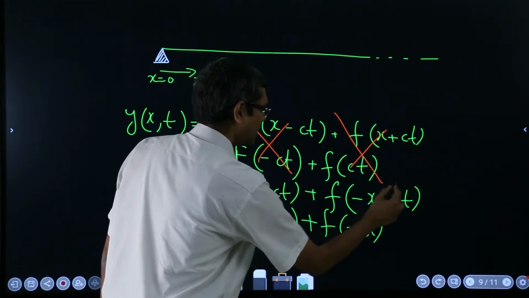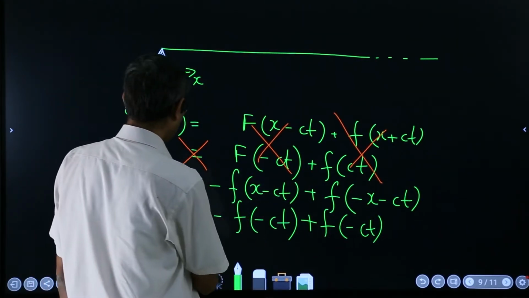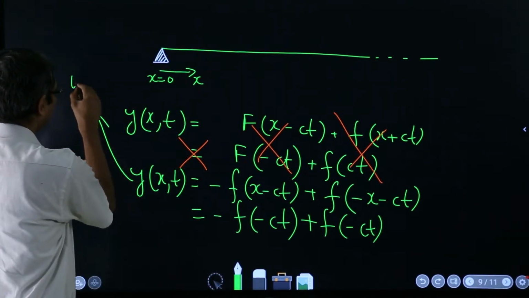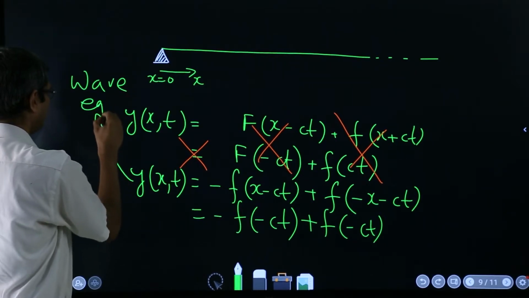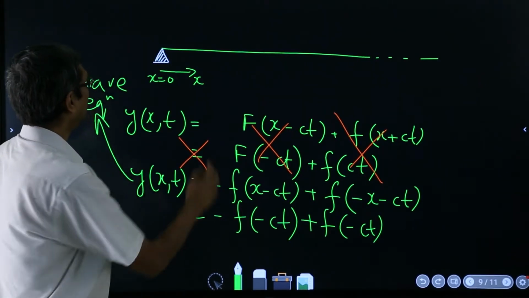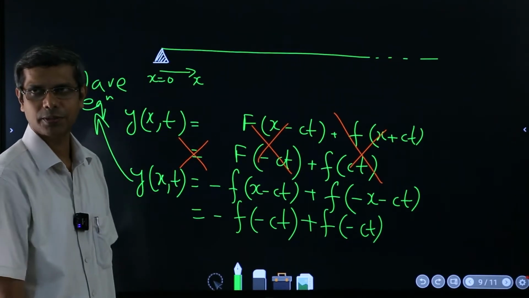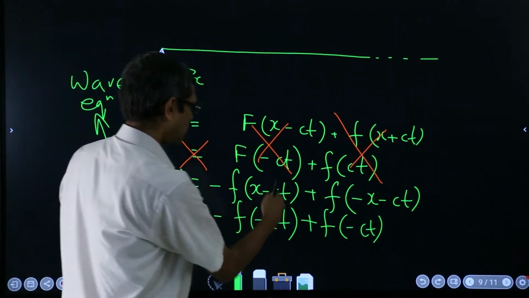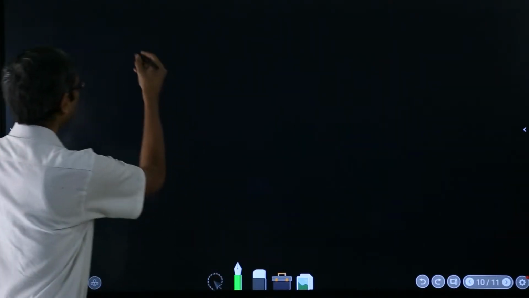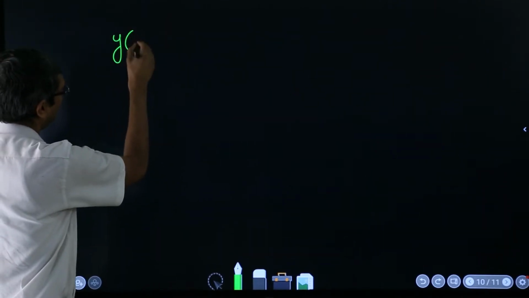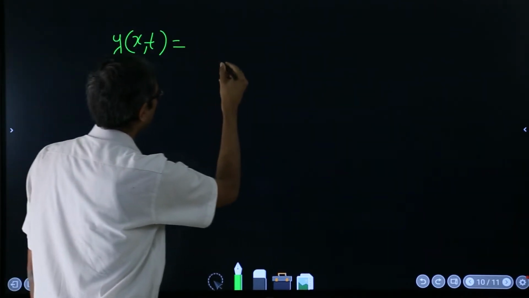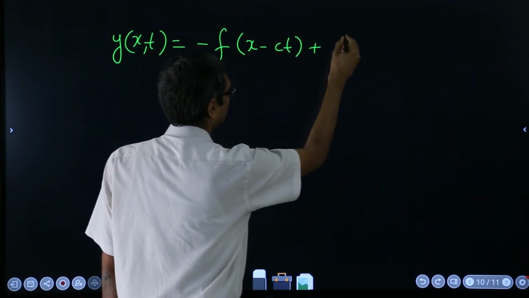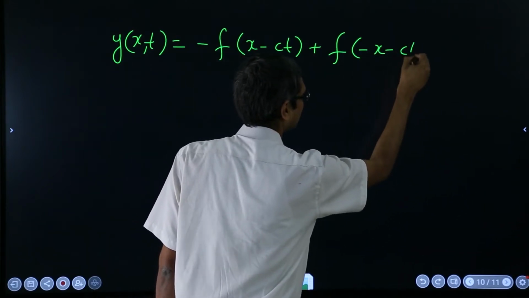How exactly should you visualize this solution? Now I can say this is a solution of my wave equation with one end rigidly fixed. Let's see what exactly that means. y(x,t) is minus f(x - ct) plus f(-x - ct).